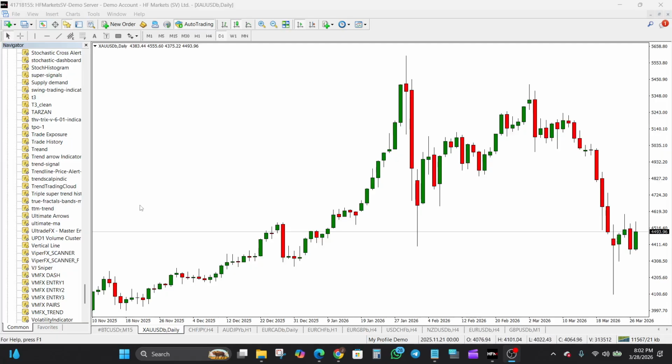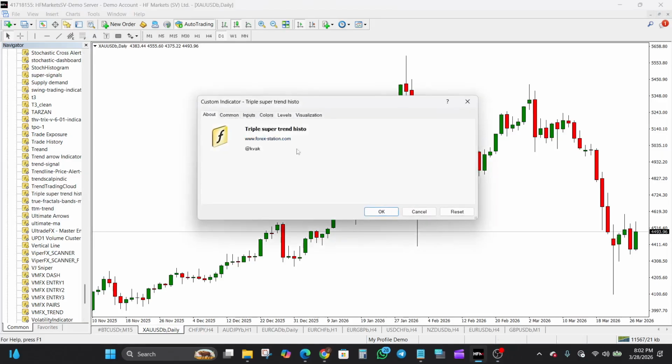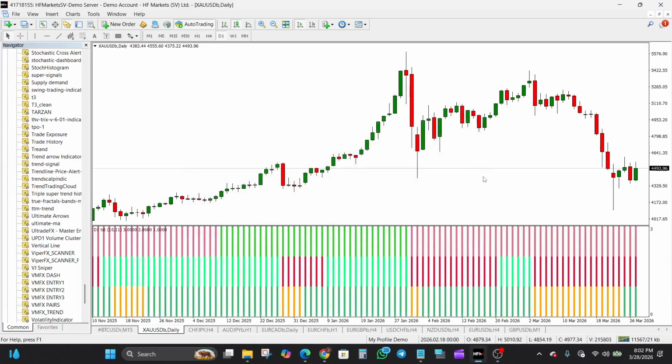Alright, so let us start by adding the indicator to the chart. Now this is how the indicator looks. It's used to identify the potential trend in the market.